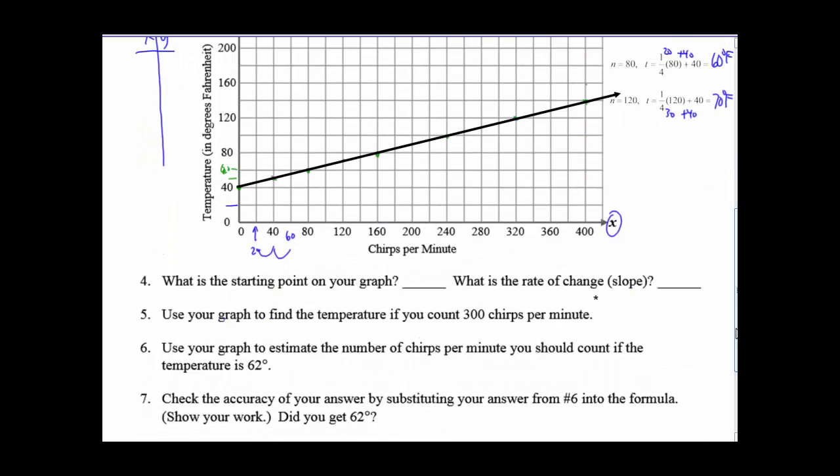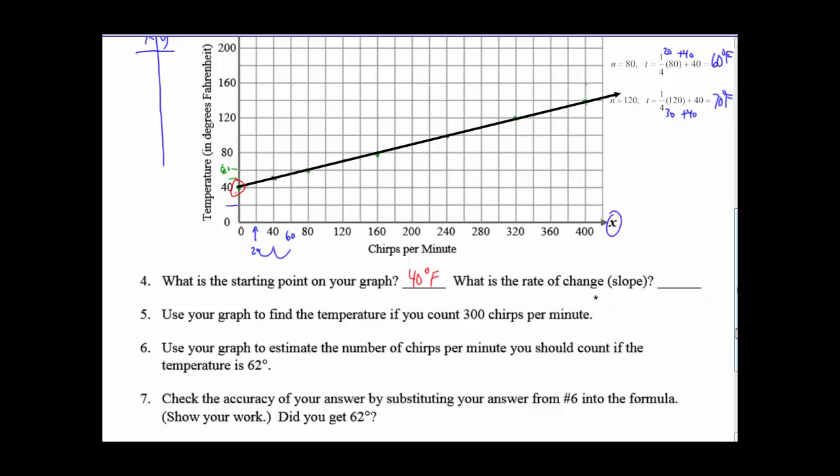So if we answer question 4, what is the starting point on our graph? The starting point seems to be, as we start left and go right, this value right here at 0 chirps per minute. So if we have no chirps per minute, the temperature estimates to be 40 degrees Fahrenheit. What is the rate of change or slope?